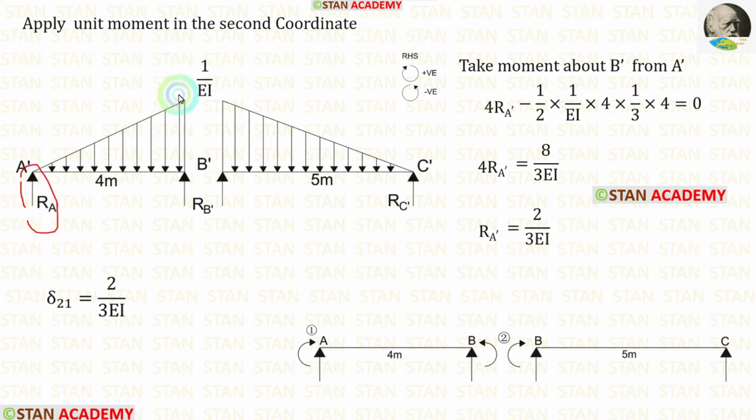To find RA dash, I am going to take moment about B dash. RA dash is acting towards the point B dash in the clockwise direction, so it will be positive and the distance is 4. So 4 RA dash. This UVL is acting towards the point B dash in the anti-clockwise direction, so it will be negative. For the UVL, we have to multiply the area with the centroid distance. We know the area formula for the triangle, half into breadth into height. Here the breadth is 4, the height is 1 upon EI. So the area is half into 1 upon EI into 4.